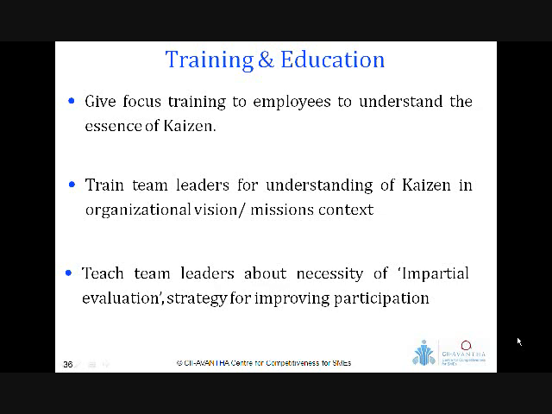Teach team leaders about the necessity of impartial evaluation. Form a strategy for improving participation. So team leaders should evaluate Kaizen very impartially. If you show partiality, employees will stop giving Kaizen in future.